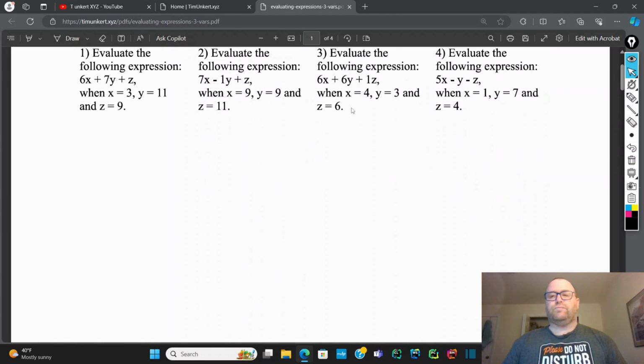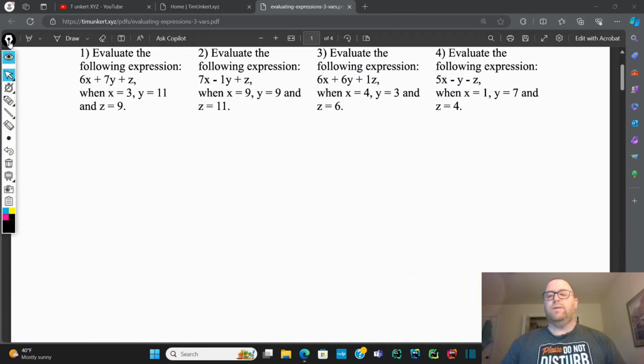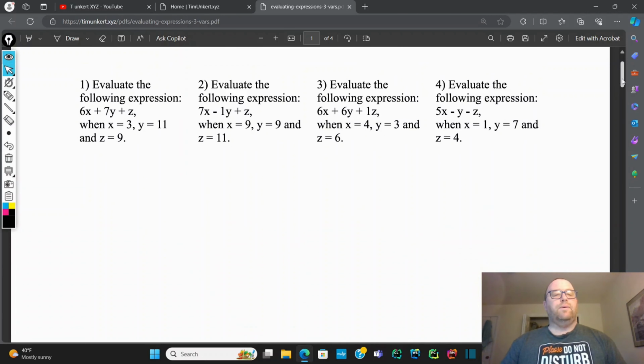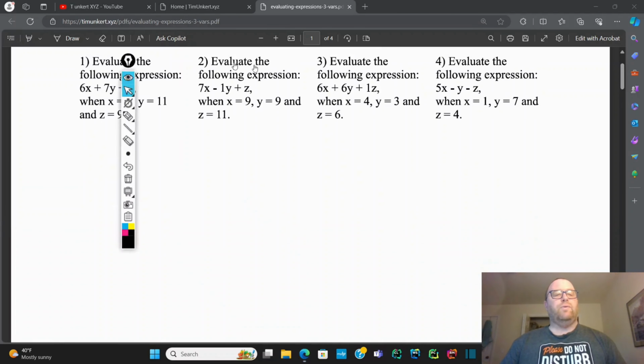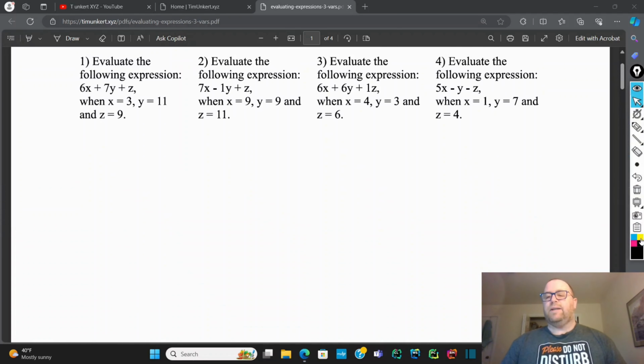Okay, so let's look at this first one here. We are going to evaluate an algebraic expression, this one: 6x plus 7y plus z. Okay, x equals 3, y equals 11, and z equals 9. So all we need to do is plug those values in.